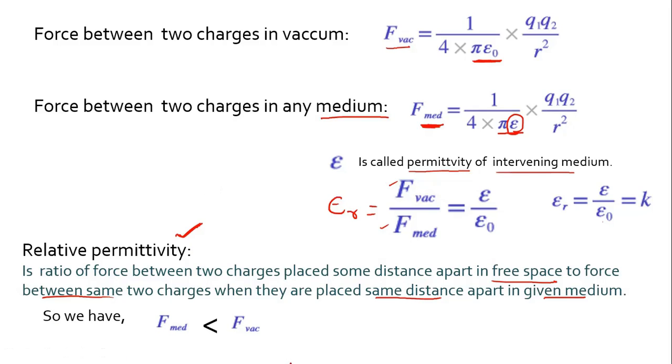So the important concept you will always find is that whenever the same two charges are placed in a medium or in a vacuum, the force present between them in a medium will always be less than the force between the same two charges when they are present in the vacuum. That means in vacuum the charges experience the greatest amount of force, and in any other medium the magnitude of the force always decreases.